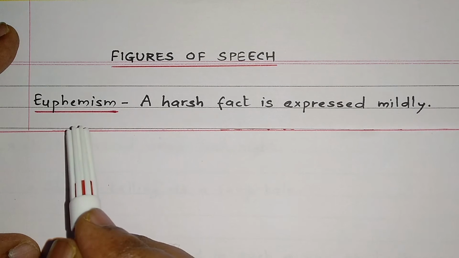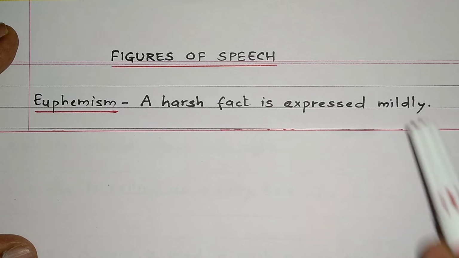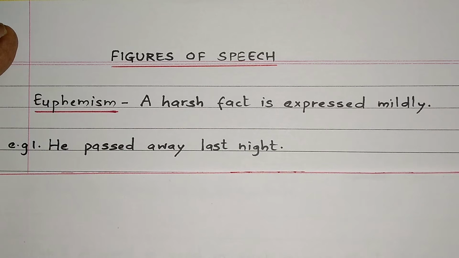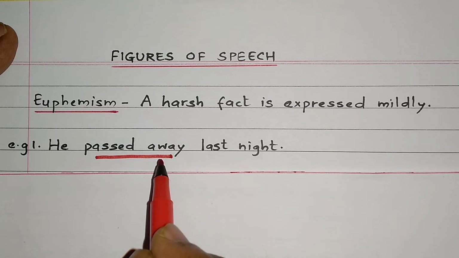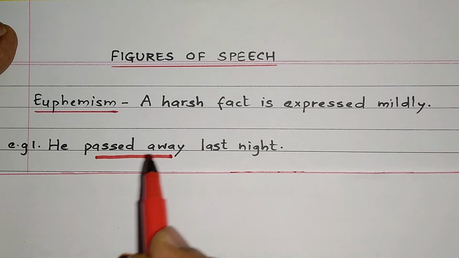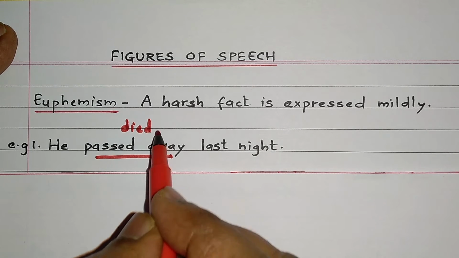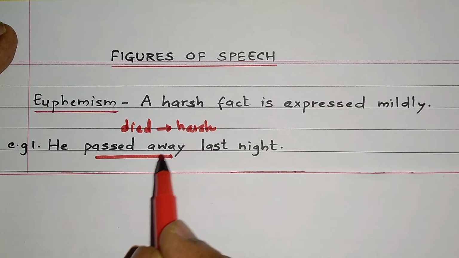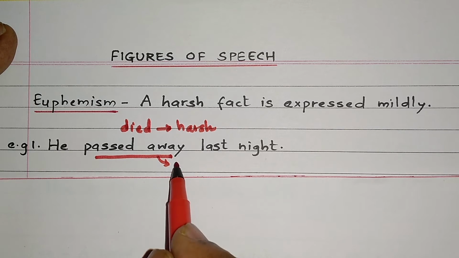In the figure of speech, euphemism, a harsh fact is expressed mildly. For example, he passed away last night. Friends, passed away is a phrase which is used to express the fact that he died. Died is a very harsh word, and instead the phrase passed away is used to express it in a mild way.